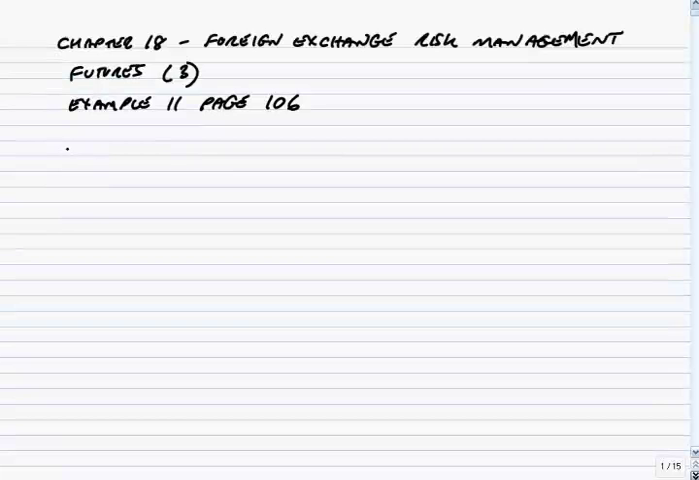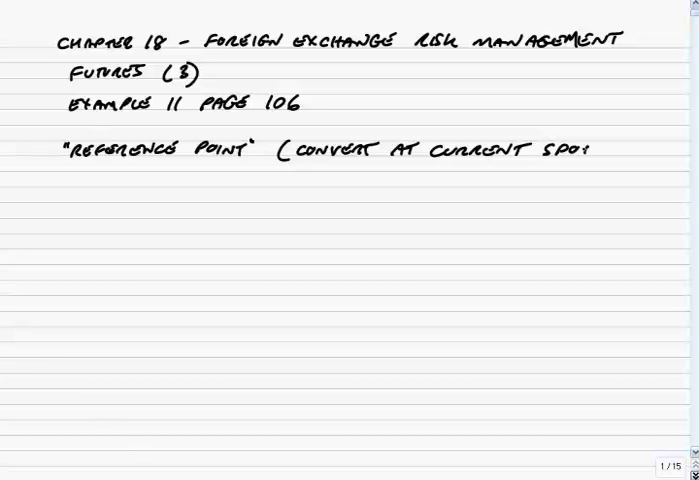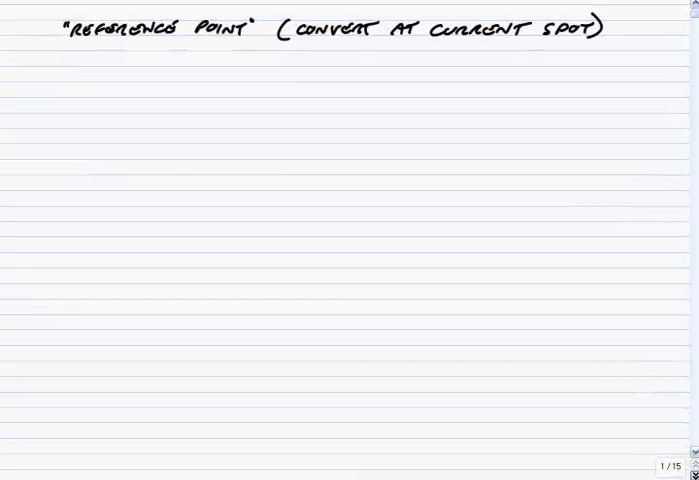First of all, something I always do, but I've said several times isn't always actually needed, is work out what I keep calling a reference point. And all I mean by that is let's convert at the current spot rate. Obviously, we're not actually going to convert at today's spot at all. This is just something we can refer back to later if we're discussing how good a hedge it's been and so on.